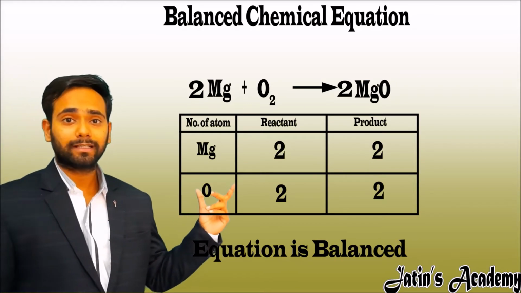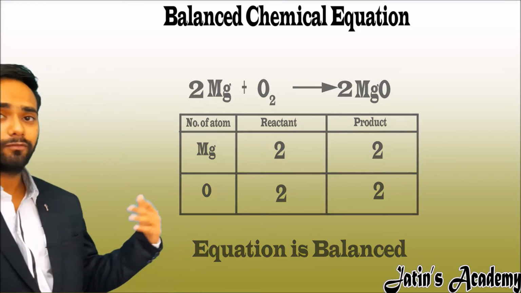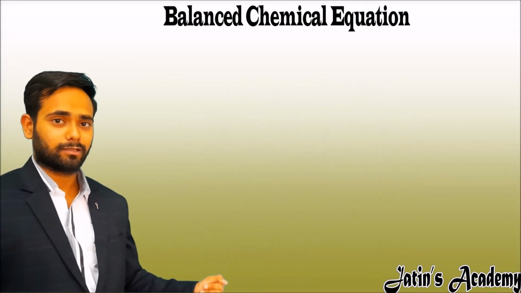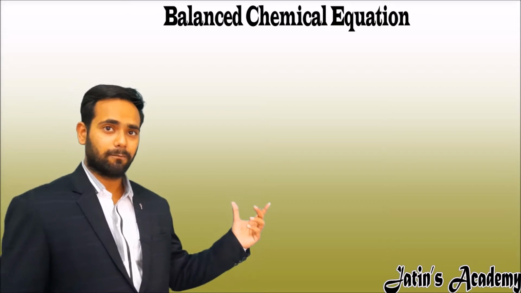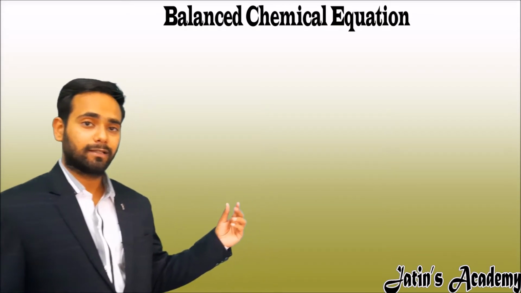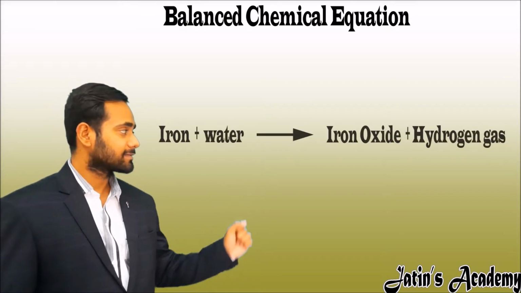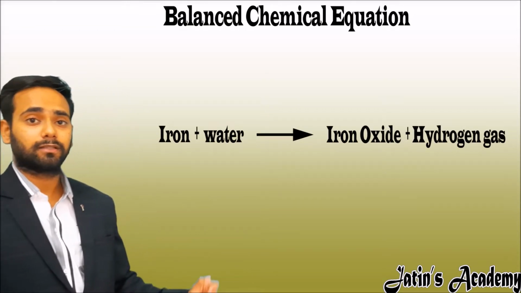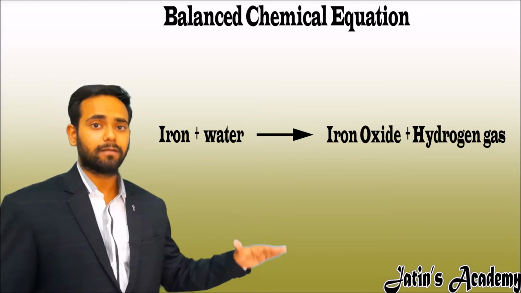Now I am going to explain the rules of balancing. After that we will do a number of questions on balancing. To balance the chemical equation we have to follow a number of steps. We will understand these steps by taking an example. I have taken this example because a number of steps are covered in it and we will understand better.